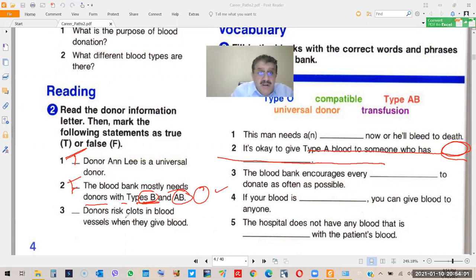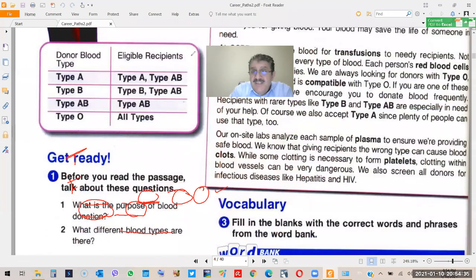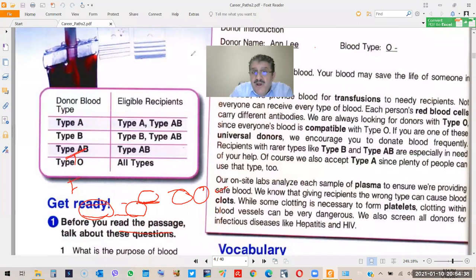Donors risk clots in blood vessels when they give blood. Donors, people who donate, people who give the blood, risk clots. Clots, we said, are the substances which block the vessels or the blood vessels when they give blood. So is it true? Is it the donors or the people who take the blood? Let's check. So we go to clots.